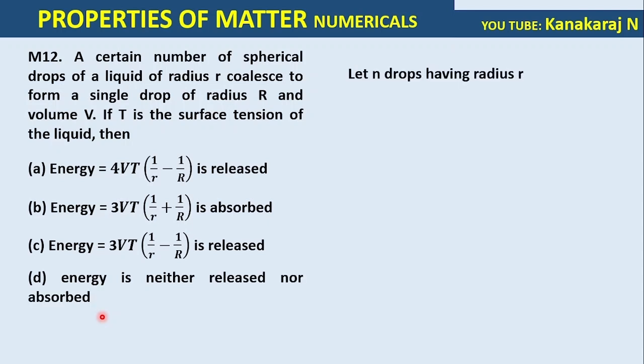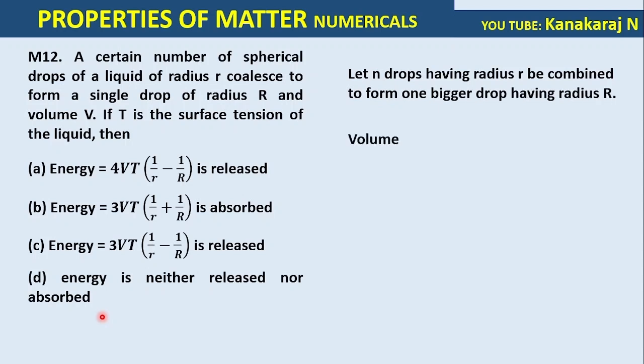Let n drops having radius small r be combined to form one big drop having radius capital R. Here the volume would be the same. Therefore, n times 4 by 3 pi small r cube equals 4 by 3 pi capital R cube. Here a few terms get cancelled.